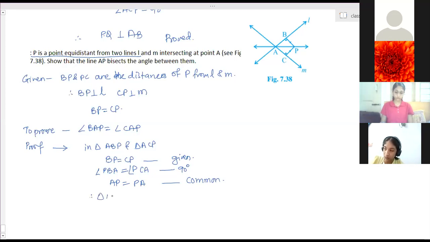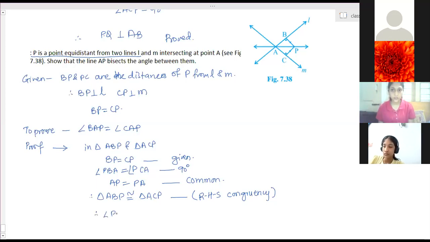What is the reason? Ma'am, RHS criteria. RHS congruency, and therefore angle BAP is equal to angle CAP by CPCT. So therefore AP bisects angle A.